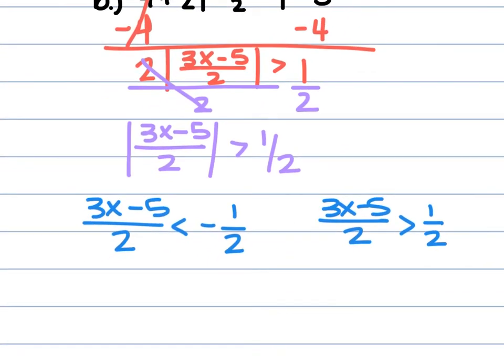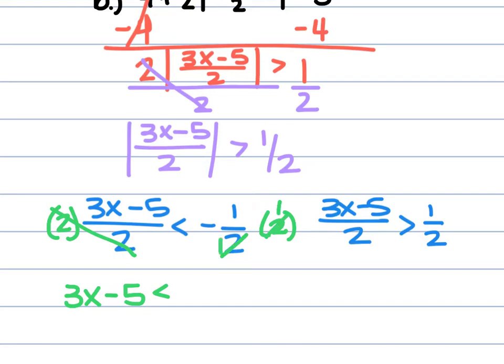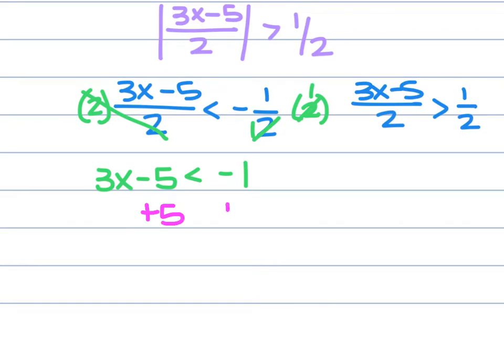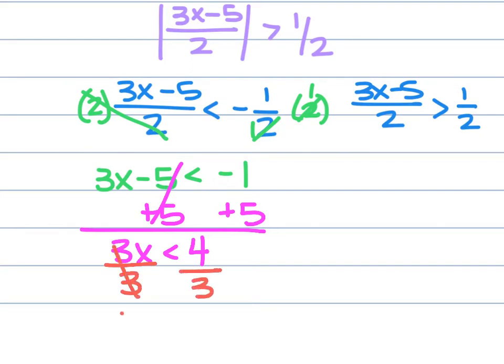So work with the inequality on the left. We're going to get rid of that 2 on the left side by multiplying each side by 2. So these are going to cancel out. We're going to be left with 3x minus 5 is less than, the 2's become 1's, so this is negative 1. And then from there, we're going to add the 5 to both sides to get 3x is less than 4. And then we're going to divide each side by 3 to get x is less than 1 1/3 or 4/3.